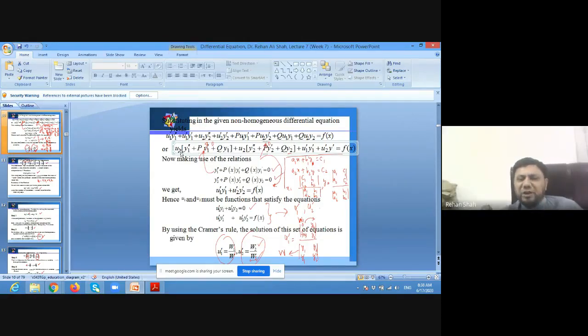Now the coefficient of u1 is this one, so it must be 0. And the coefficient of u2 must be 0, because this is the same homogeneous equation, and y1 is the solution for that homogeneous equation. So it must be 0.